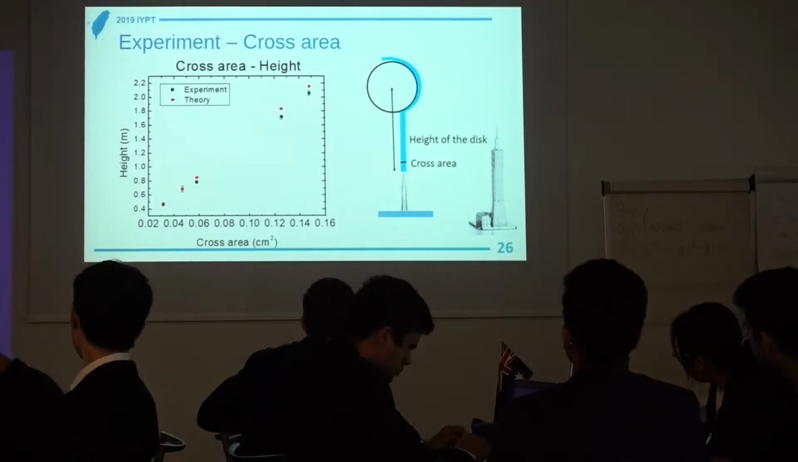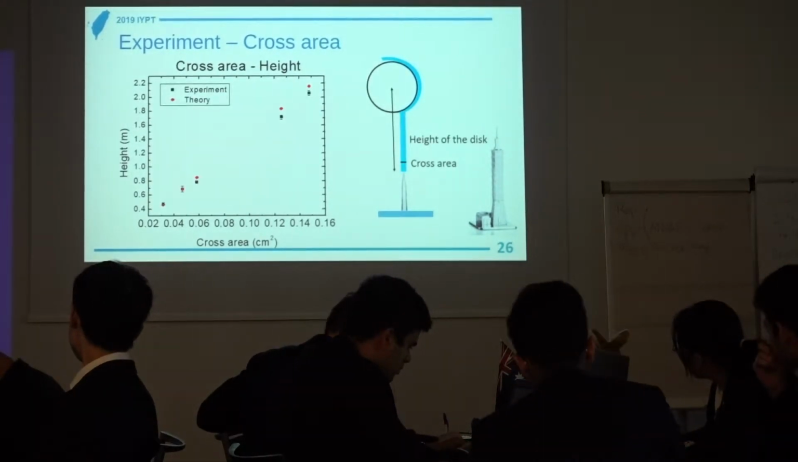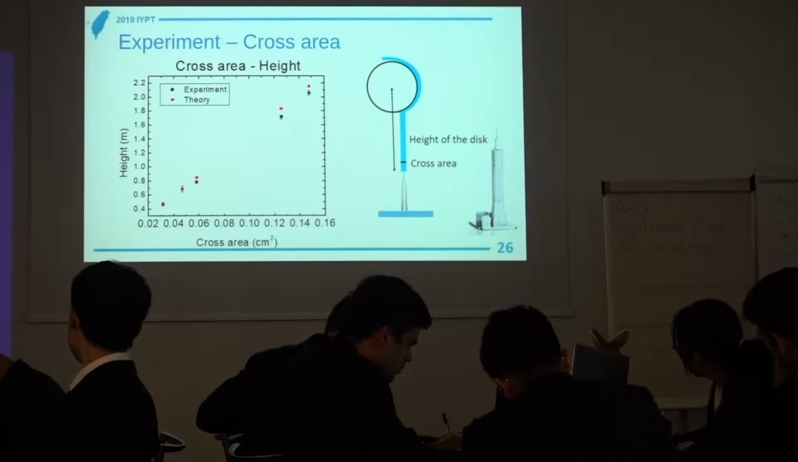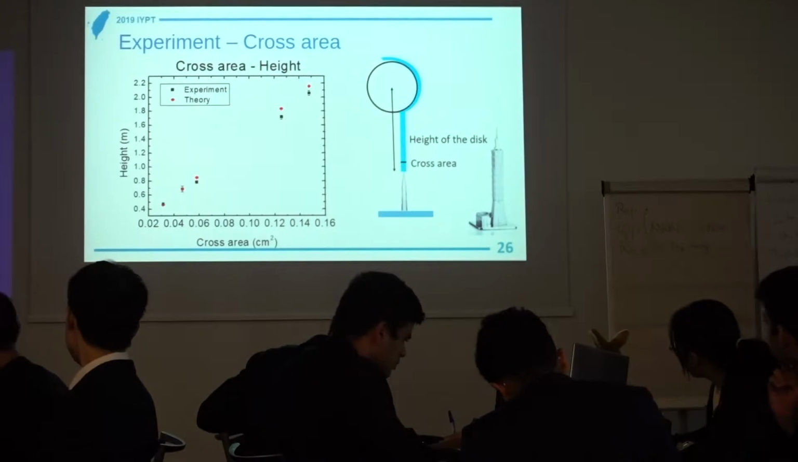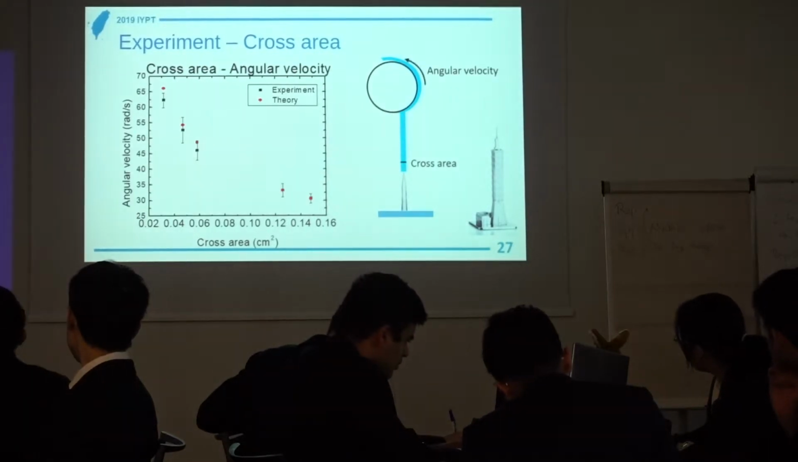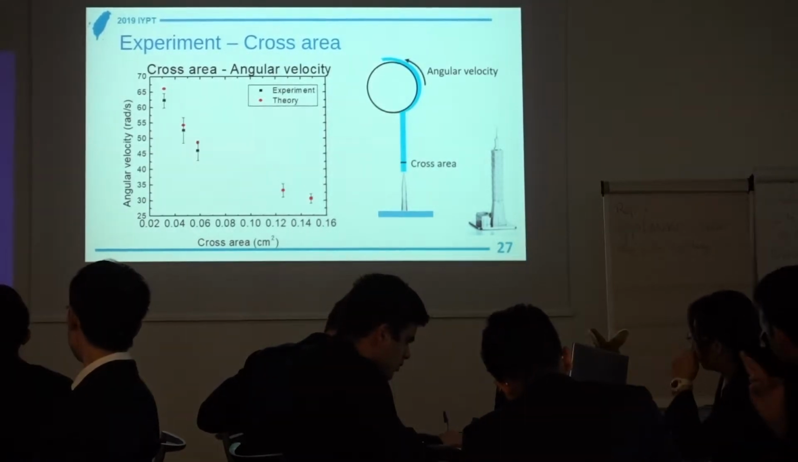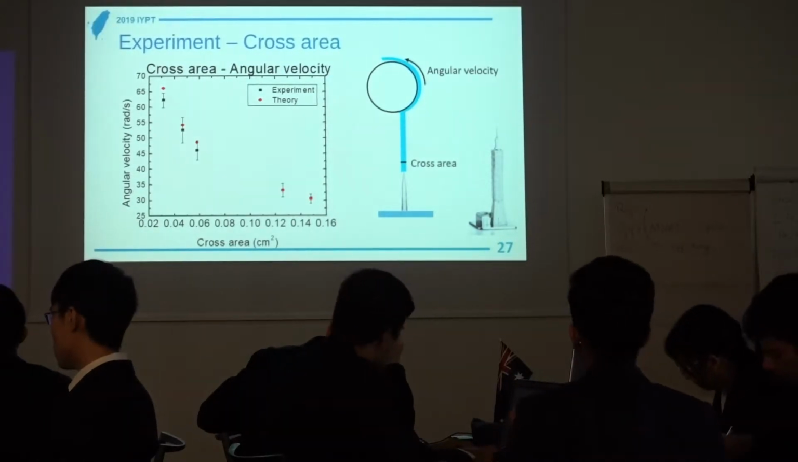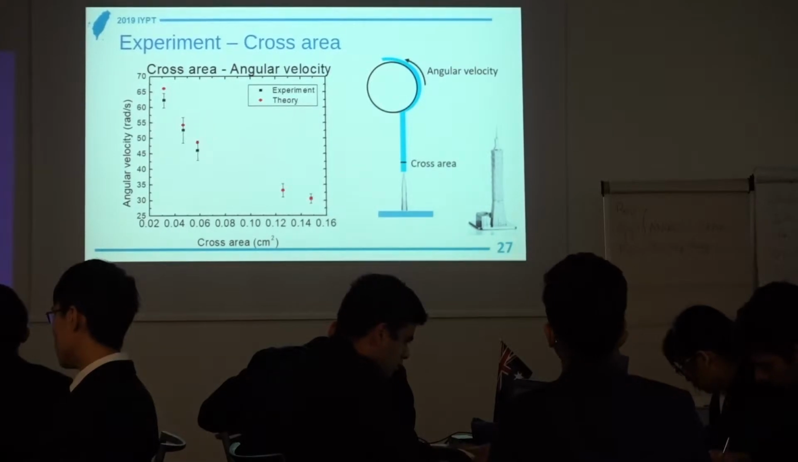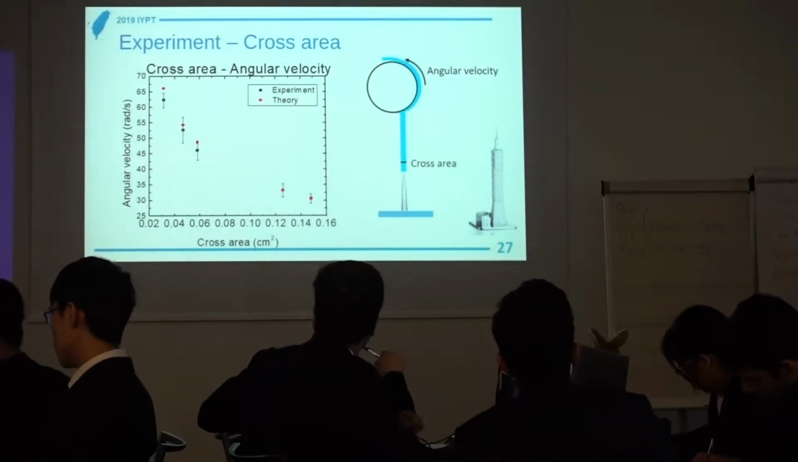And you can also see that the deviation between the theory and the experiment becomes smaller when the cross area becomes smaller, due to the simple approximation of the theory I just mentioned. And as I also mentioned, when the stopping position of the light object becomes smaller, it causes the angular velocity of the light object to become bigger.